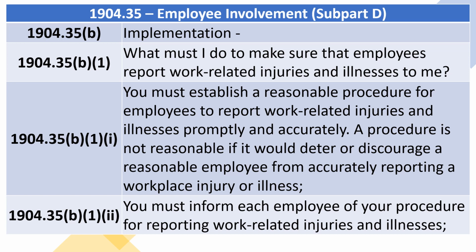1904.35(b)(1)(i) and (ii). You must establish a reasonable procedure for employees to report work-related injuries and illnesses promptly and accurately. A procedure is not reasonable if it would deter or discourage a reasonable employee from accurately reporting a workplace injury or illness. You must inform each employee of your procedure for reporting work-related injuries and illnesses.